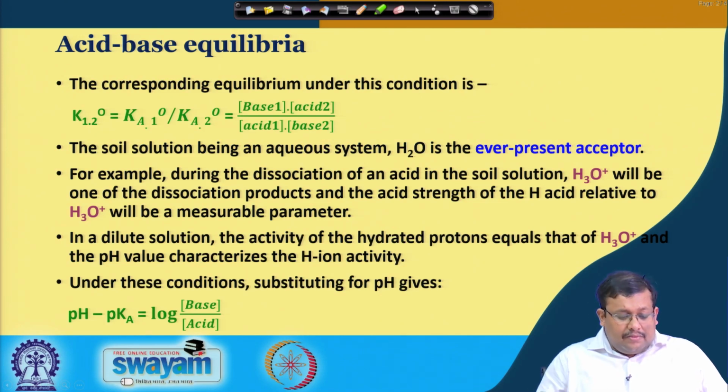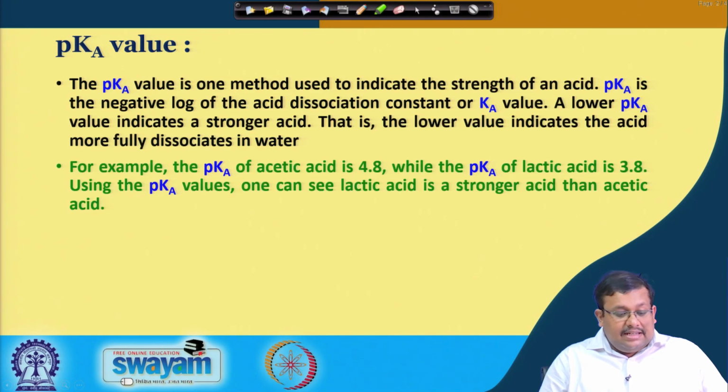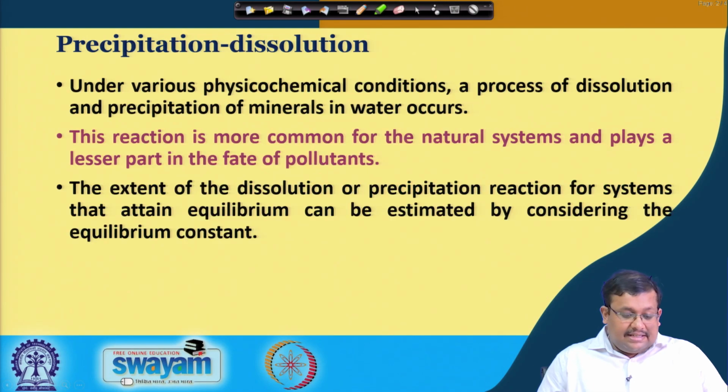Then we discussed the importance of hydronium ions, H3O plus, as far as the dissociation of acids is concerned, and we also discussed the pKa value. Remember, pKa is the negative logarithm of the acid dissociation constant Ka. So, a lower pKa value indicates a stronger acid. We have seen the example of acetic acid and lactic acid, where lactic acid has a lower pKa value, and as a result lactic acid is stronger than acetic acid.